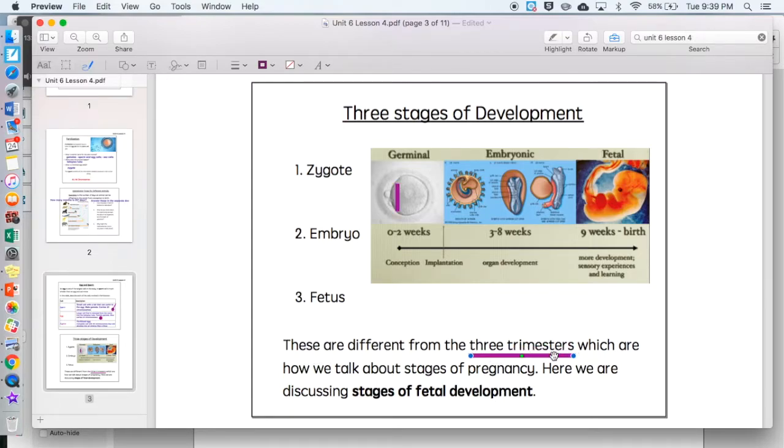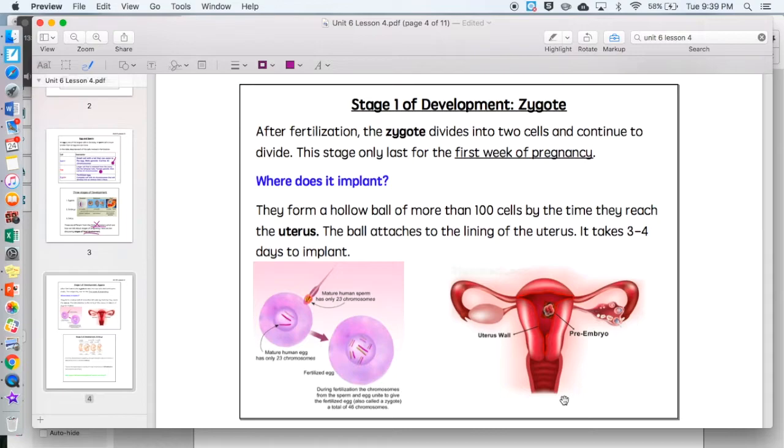You've probably heard before that there are 3 trimesters. When people are talking about people who are pregnant, they talk about the trimesters. That is splitting the gestational stage into 3 sets. So the first trimester really includes the zygote, the embryo, and a month of being a fetus. After that, that's more to do with how the mother's body is reacting, more so than the fetus itself. So when we're talking the 3 stages of development, we're not talking about the 3 trimesters. We're talking about zygote, embryo, fetus. We're talking about fetal development.